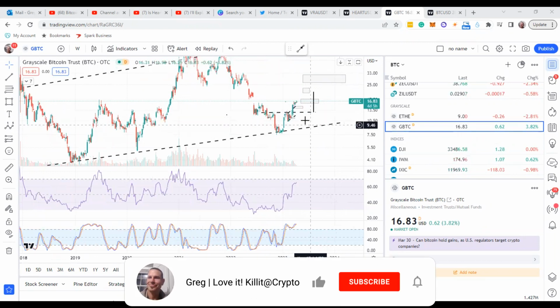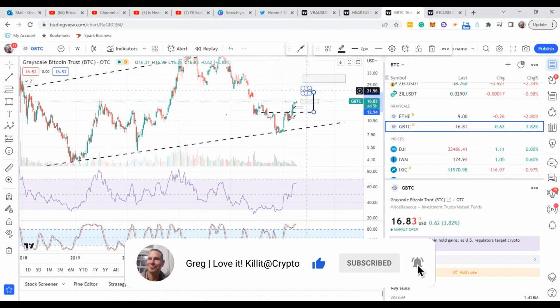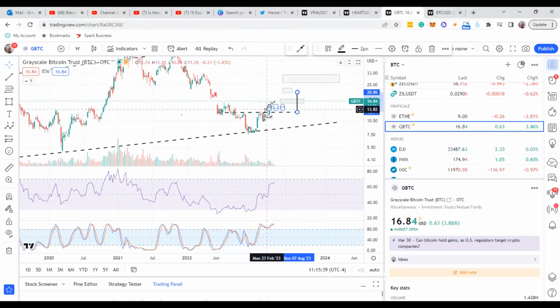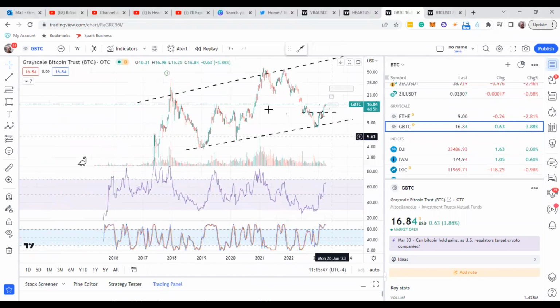And here's the reverse head and shoulders pattern. There's the neckline right there, and I have the trend. I said it's going to go up to a target right in that area, about $20. If this is going to trend up, Bitcoin will trend up, guys. They're related. So that's what's going to be happening.